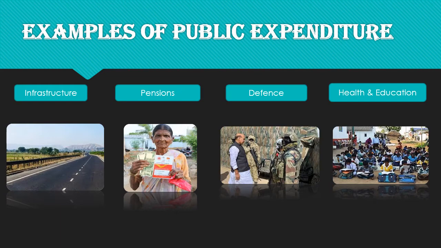The next example I present is pension. The money which is given to old age people is most important for their welfare, because they are not able to earn money at that stage. That's why the government gives them a pension so that they can survive and meet their necessities. And most important, money is spent on defense weapons, as it is important for the protection of the country. Money spent on government hospitals and school education is also covered under public expenditure.